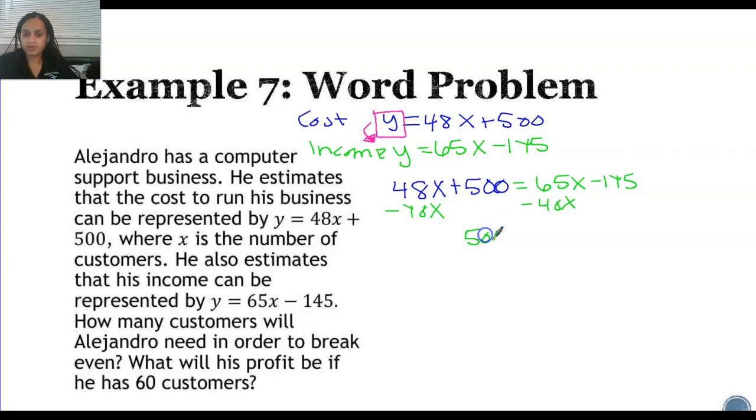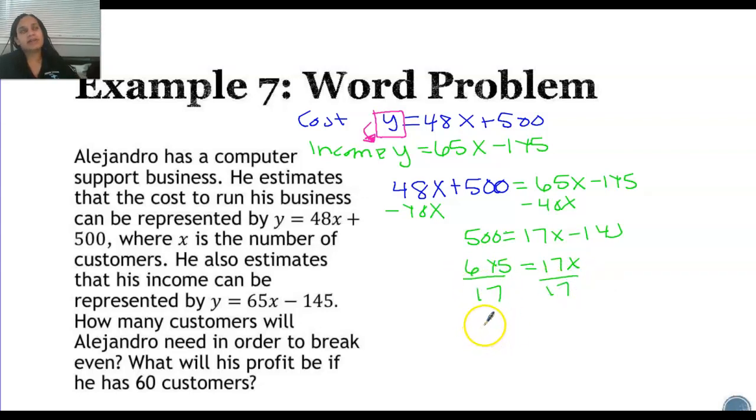So 500 equals 17x minus 145, and add 145 to both sides. So I'd get 645 equals 17x. And then, of course, divide by 17. And when I divide this by 17, I get a funky decimal. I get like 38.97.